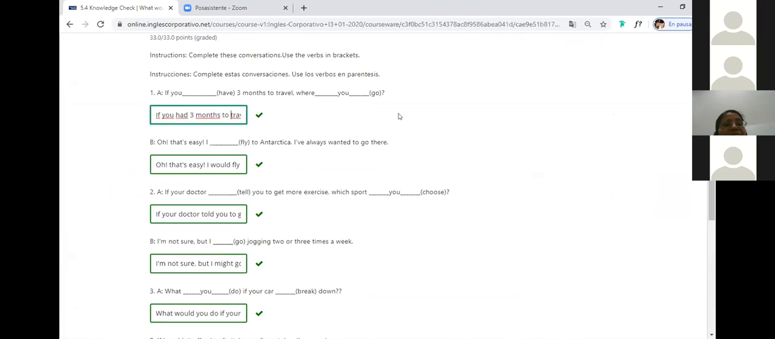Did you have 3 months? ¿Cuál quieren de aquí? Todas. Solo como tres me han salido buenas ahí. Anote rapidito, Eden. If you have 3 months to travel, where would you go? Y ahí recuerden que pónganla sin punto, porque ahí sí es sin punto. Pero le puso el signo, Elmer. Sí, le puso el signo.